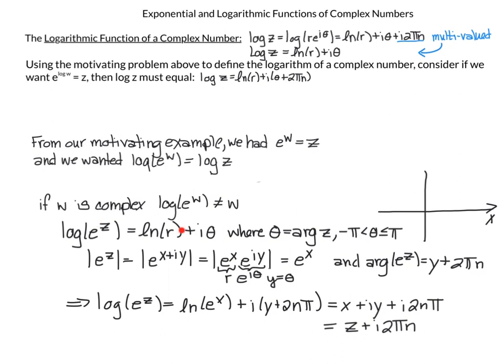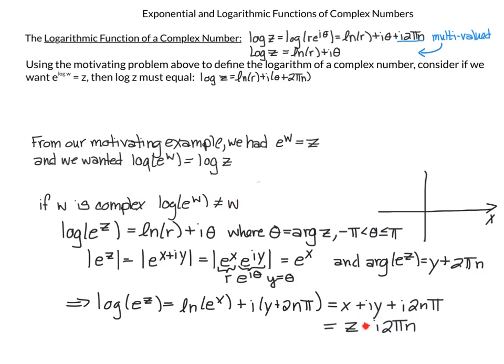So now looking at this formula, my log of e to the z, in this case r is equal to e to the x, and my theta I'm going to replace with y plus 2n pi. So now natural log of e to the x is just equal to x, and then here I have my plus iy, and then I also have this extra stuff, my i 2 pi n. So this is equal to z plus the extra stuff. So that's where this extra stuff comes from. And again, when w is complex, you can't just take the logarithm and get w.